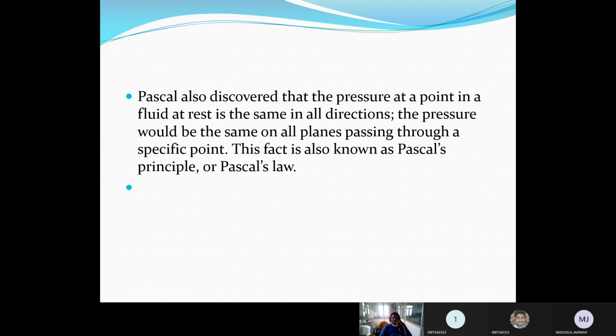Pascal also discovered that pressure at a point in a fluid at rest is the same in all directions. The pressure would be the same on all planes passing through the specific point. This fact is also known as Pascal's principle.